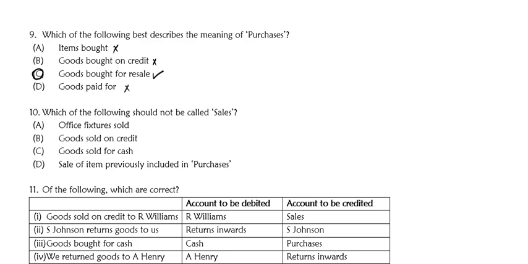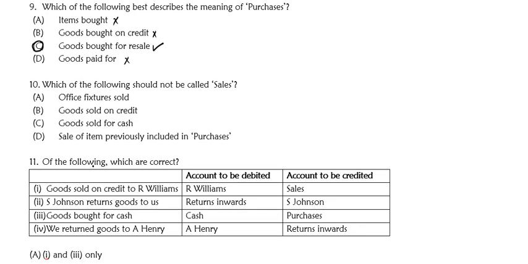Which of the following should not be called sales? Office fixtures sold? No. Office fixture sold. Office fixture, that is an asset. Goods sold on credit? No.